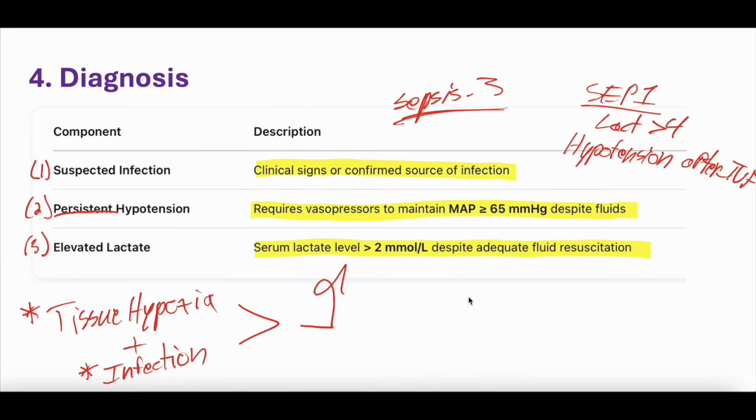But for formal criteria, when you're talking about the diagnosis of septic shock, there are all the criteria and guidelines that you have to abide by to meet compliance standards. This is the formal definitions provided. Step 1, lactate greater than 4, or hypotension after fluid resuscitation. And then the newest Sepsis-3, which is suspected infection plus persistent hypotension plus elevated lactate greater than 2.